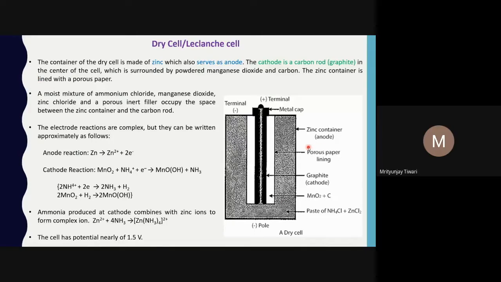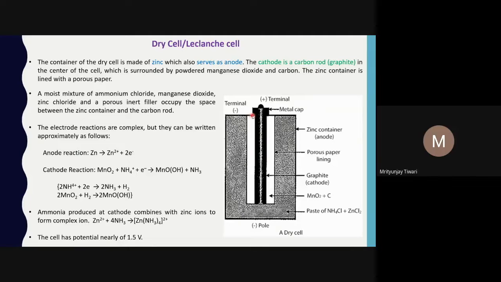What we see there is a cathode which is made up of carbon mostly, and there's a metal cap. The container of the dry cell is made up of zinc. So this zinc container also serves as the anode. This cathode is made up of carbon. So zinc is the anode which makes this container, and the cathode is made up of carbon, the graphite.